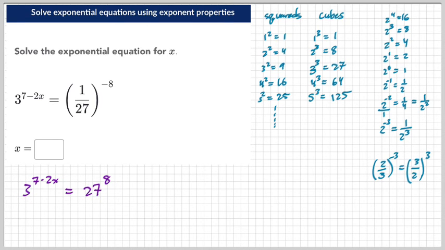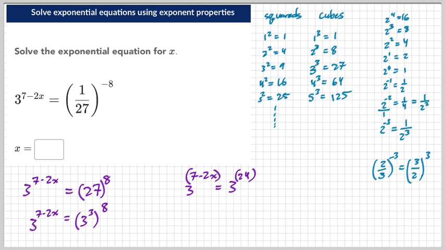Can you guys rewrite 27 with a base of 3? What would you write? 3 to the 3rd. Now we have a little bit more simplifying to do on the right side. What do you do with exponents on the outside of parentheses and exponents on the inside? You multiply. So it's 3 raised to the 24. Now we have common bases. We have the same base here and the same base right here. This says that the left side equals the right side. Therefore, this should equal this.